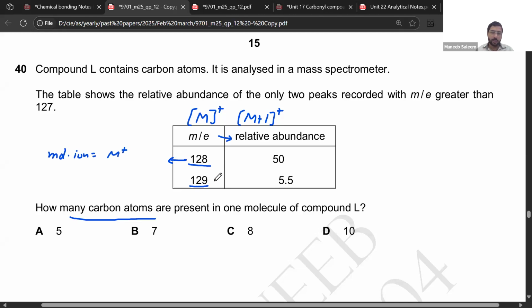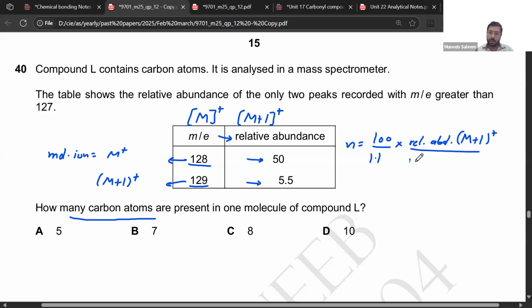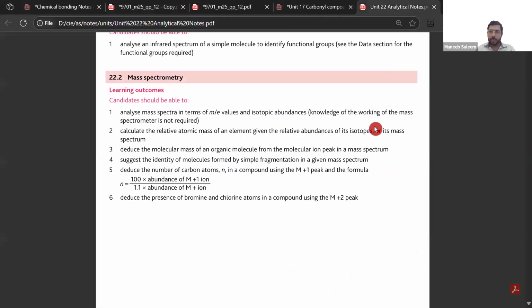And this is one value greater than 128, which means this is indicating the M+1 peak. Okay, so these are the relative abundances. So we now apply the formula. N is equal to 100 in the numerator, 1.1 in the denominator, times the relative abundance of the M+1 peak divided by the relative abundance of the M+ peak. So we apply this formula.